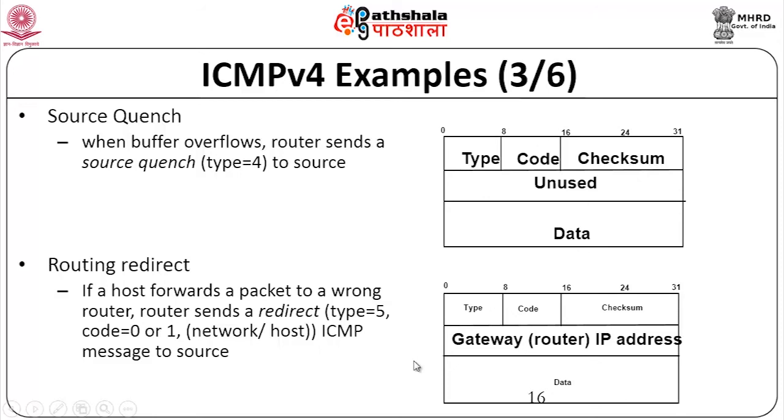Next is the routing redirect message. When you want a routing redirect message, basically you need to specify the address to which you want to do a redirection. So you will see that the gateway router IP address is specified here. You have type, code and checksum which are the same, plus you have the gateway router IP address specified.